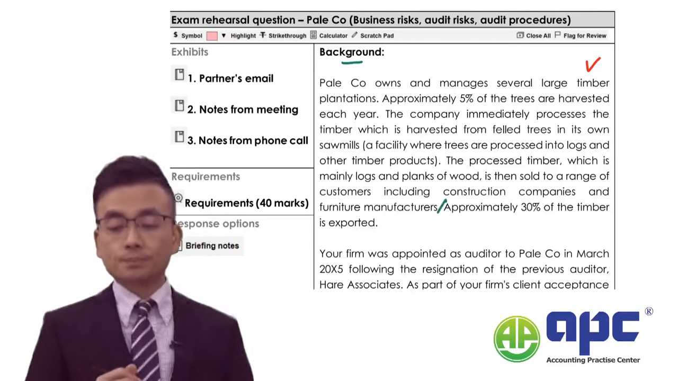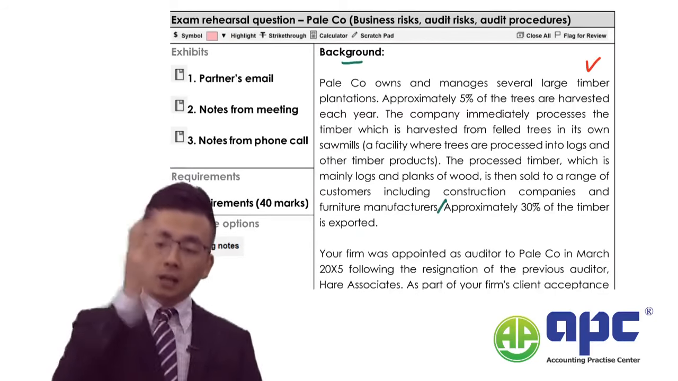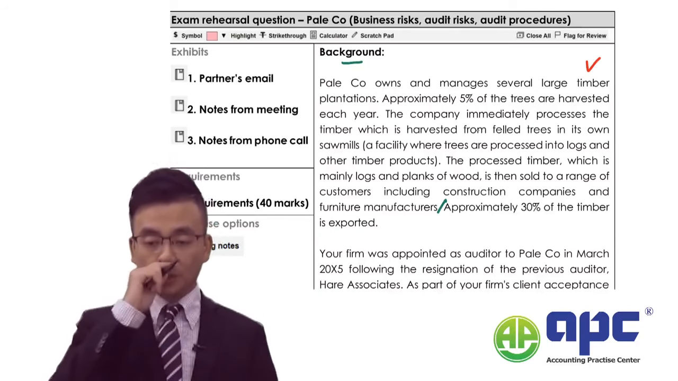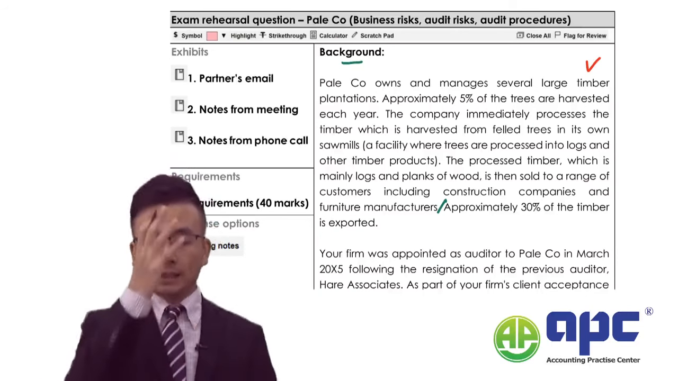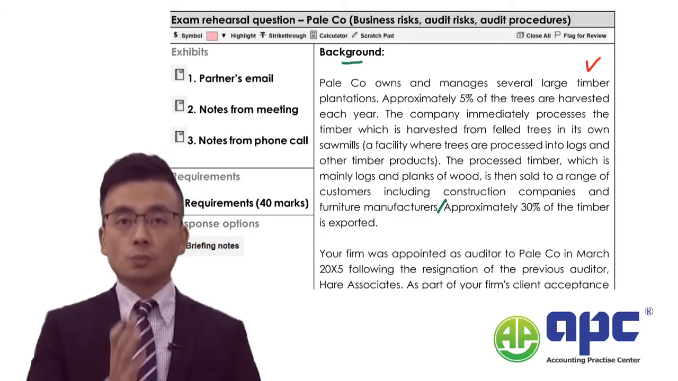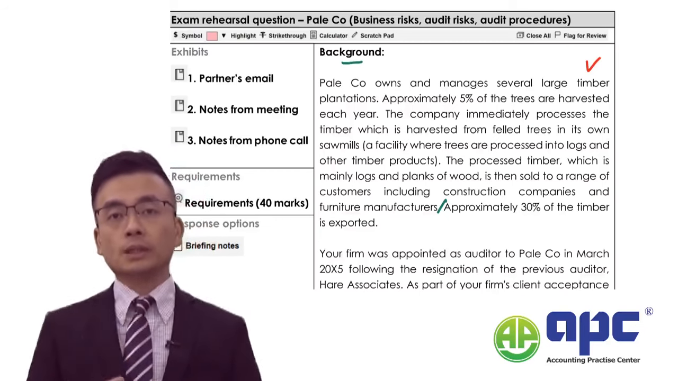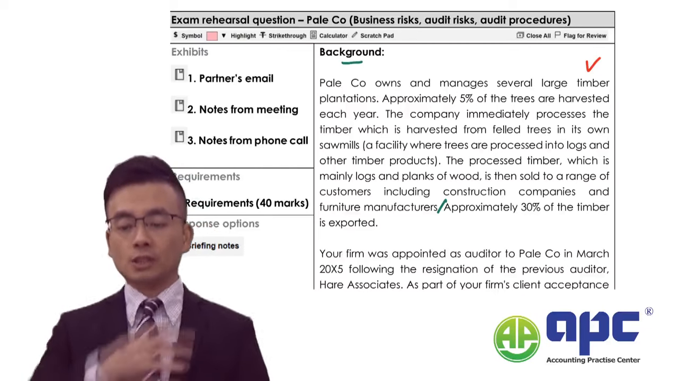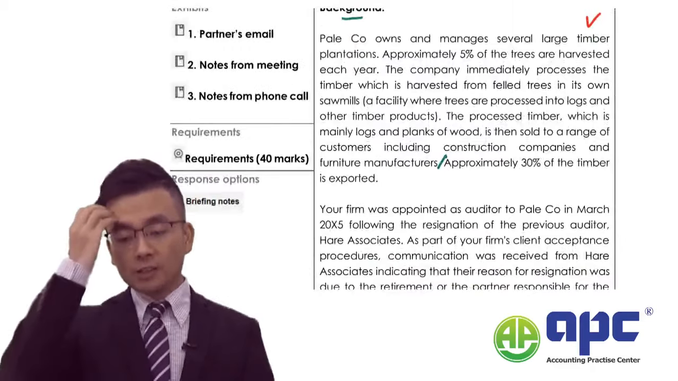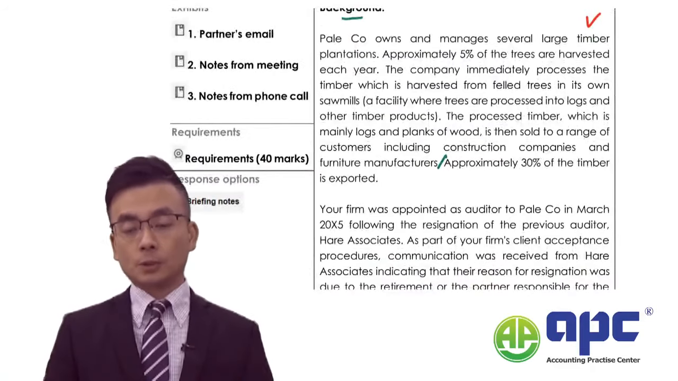So in other words, when we cut the trees and make them into furniture, at that particular time, IAS number 41, agriculture, stops being applied, and we need to apply IAS number 2, inventories, thereafter. And approximately 30% of the timber is exported.